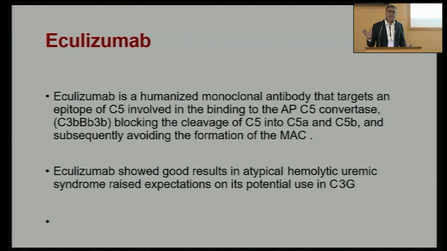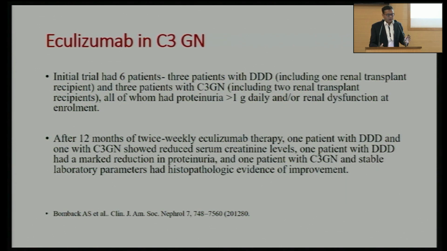And it has already been approved for PNH and atypical HUS. We all know that. So that is the reason, because this is also alternate pathway complement dysregulation. There were two or three studies done. The initial study involved 6 patients, 3 each with DDD and C3GN, and they found 4 out of these patients had a favorable response. 2 patients had improvement in renal function and reduction in proteinuria, and 1 patient had physiological improvement.